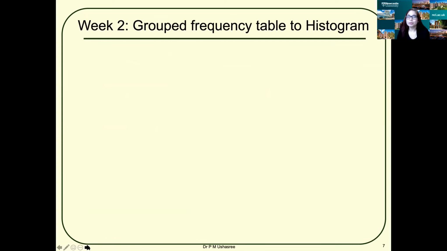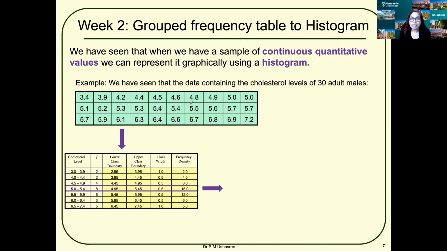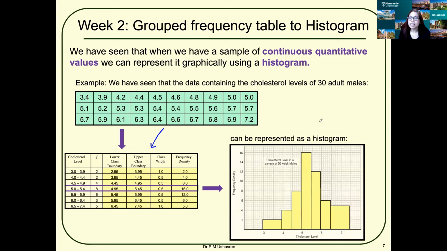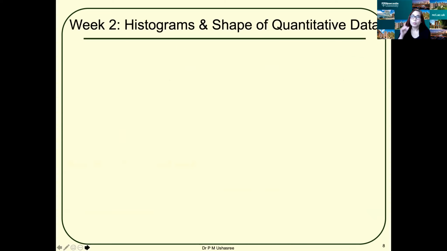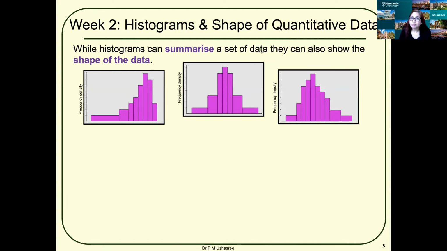We will go back to week 2, where we have seen that when we have a sample of continuous quantitative data values, we can represent it graphically using a histogram. If we have raw data, we can represent it using a grouped frequency table and summarize the data using a histogram. We also saw that while we can summarize a set of data using a histogram, these histograms can also help us to show the shape of the data.